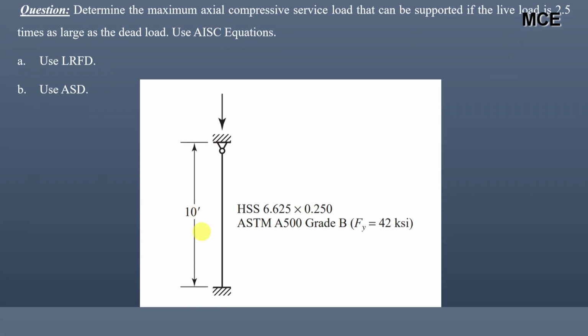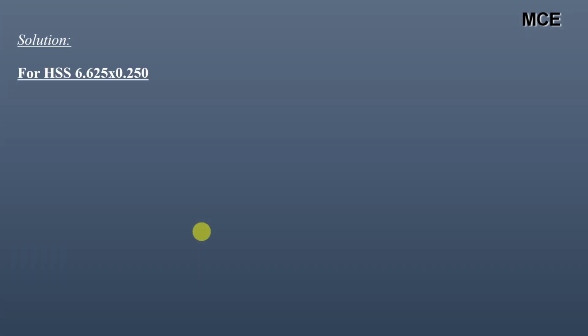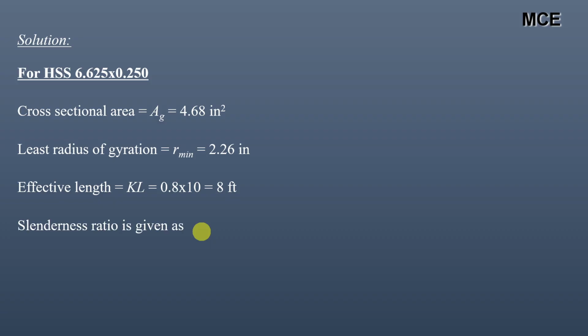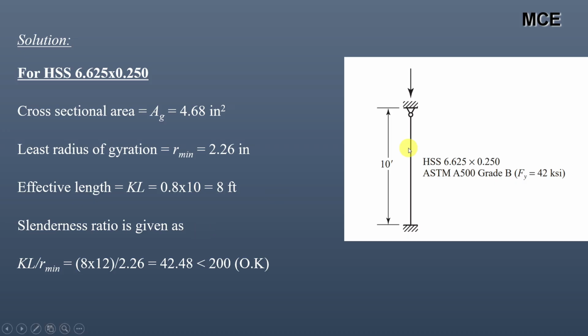So first, from the steel construction manual for this HSS, which is a round hollow section 6.625 into 0.25, the cross sectional area is 4.68 inch square and the least radius of gyration is 2.26 inch. The effective length is the effective length factor multiplied by the actual length. For this column, which has one end fixed and one end pinned, the effective length factor is 0.8. So 0.8 times 10, which is 8 feet, is the effective length for this column.